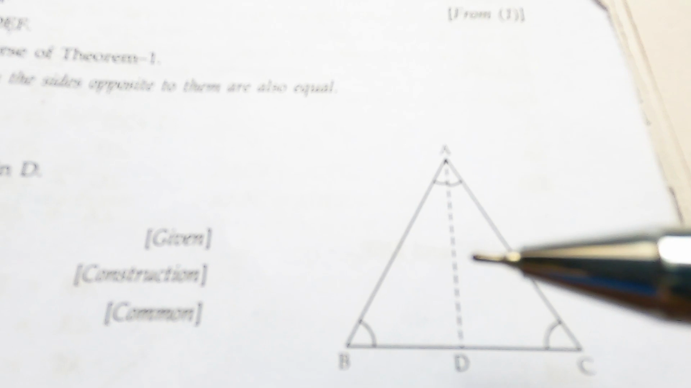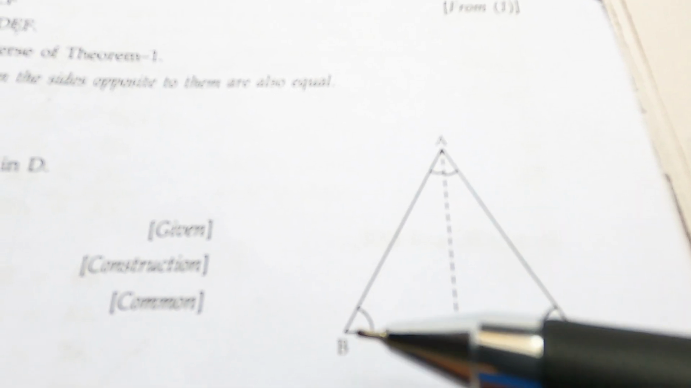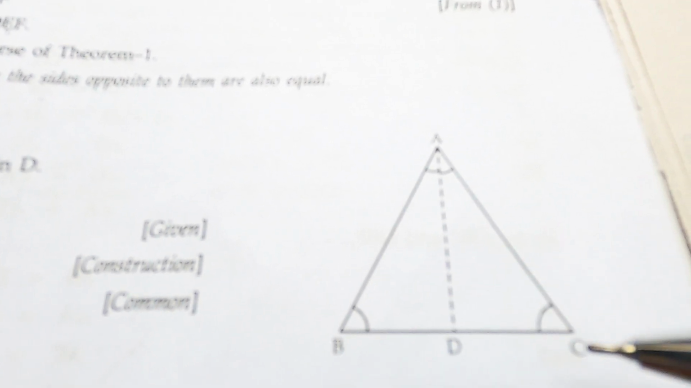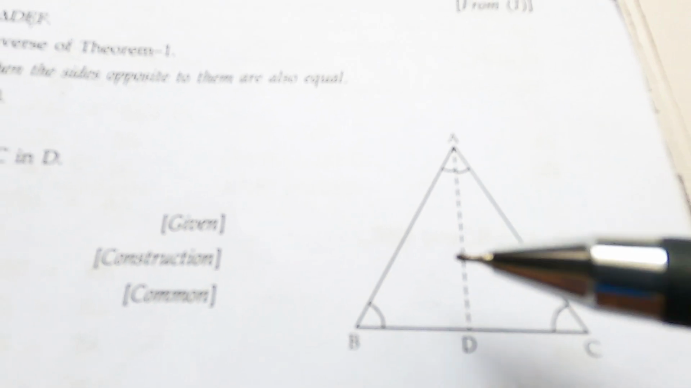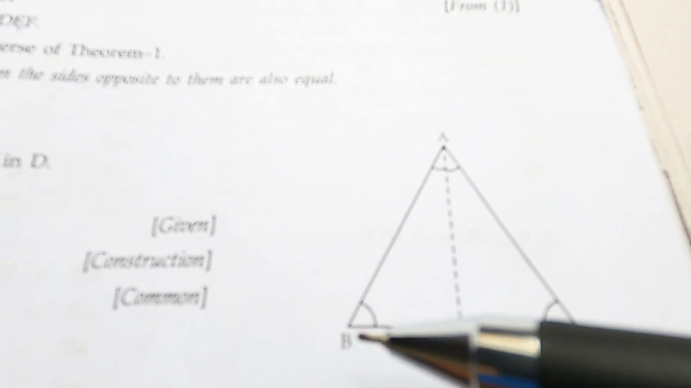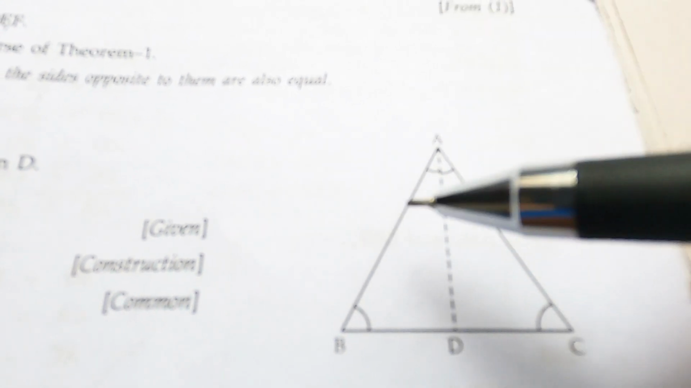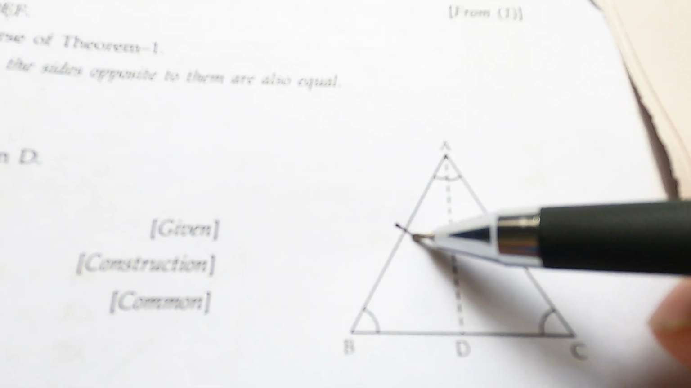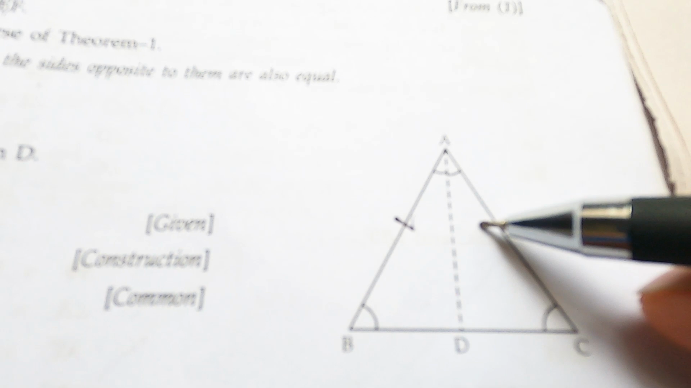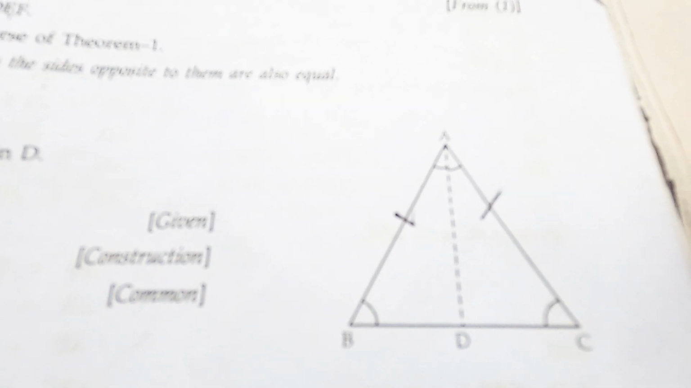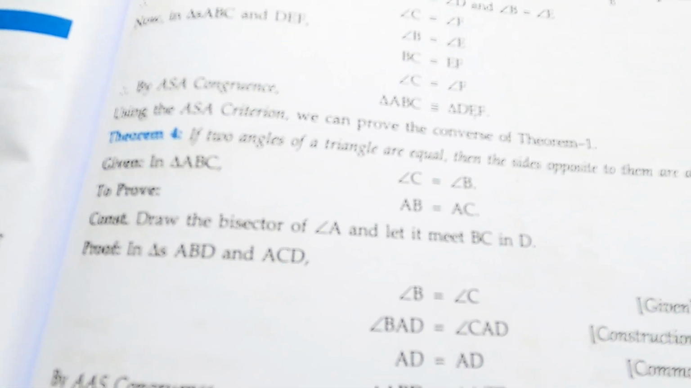So in this case we can look at this diagram. If angle B is equal to angle C, all right, so this theorem is very important. If angle B is equal to angle C, then we can say that AB is equal to AC. All right, so very important, this theorem.